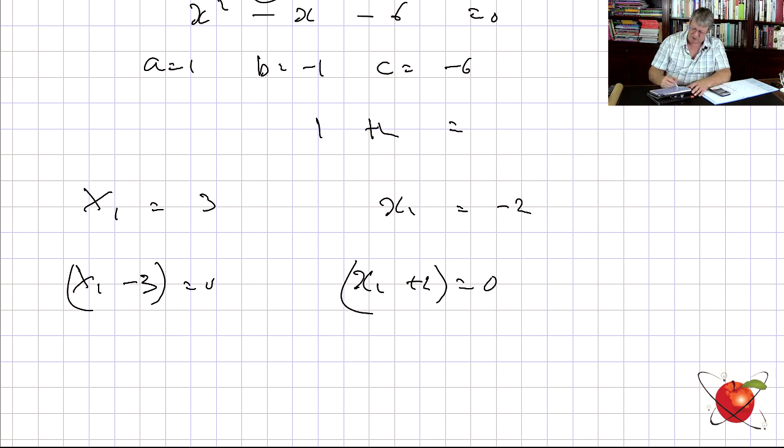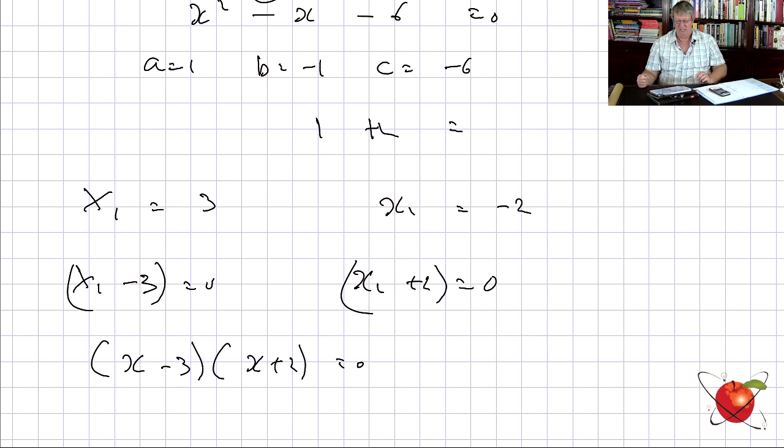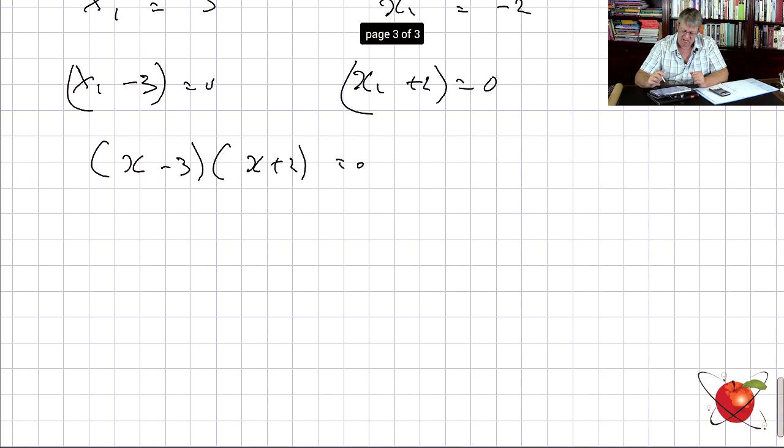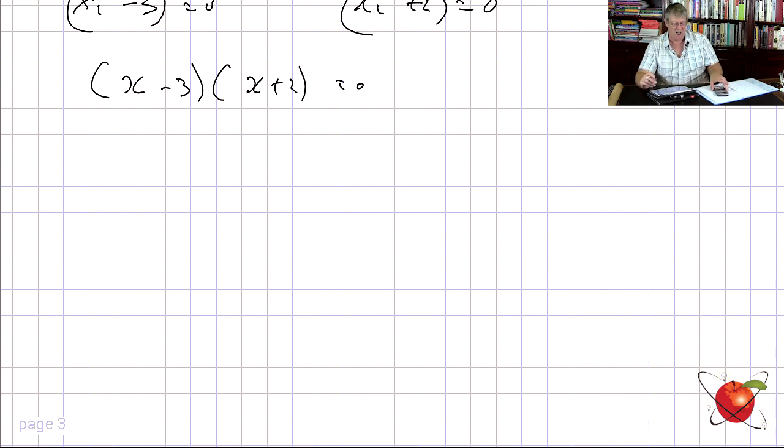Right? So my equation would have been (x − 3)(x + 2) = 0. Okay? That's how we would have solved it normally. Using the calculator just helps us to do it faster or to check our answers. And once you've done a few, it's actually quite straightforward. Let's have a look at a couple.